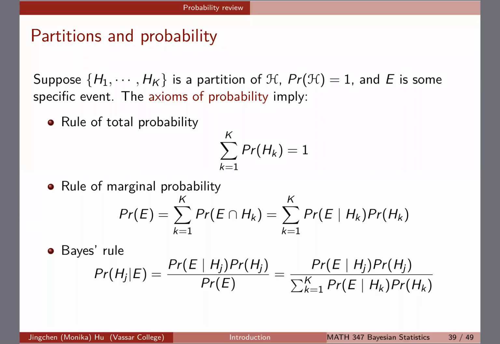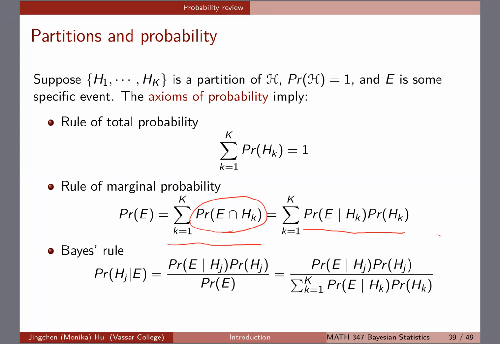The rule of marginal probability means we're trying to get the marginal probability of E, and you can get it from the law of total probability, which is in the middle part. All of these are joint probabilities, and in order to get the joint, you can take the product of the marginal and the conditional.